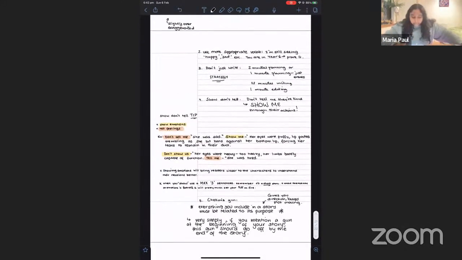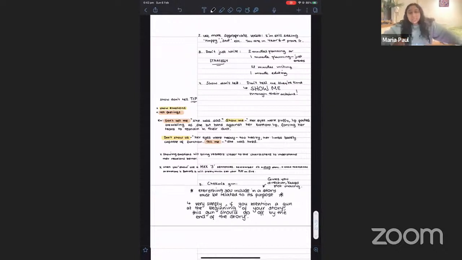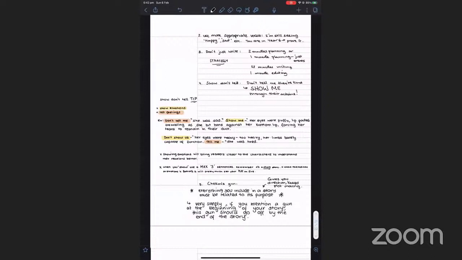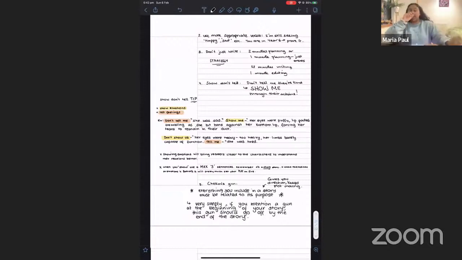Okay, so number 2 is I'm not seeing enough appropriate vocab in your stories. I'm still seeing very basic vocab like happy and sad. So please guys, practice your year 6 vocabulary if you don't have the foundation of year 6 vocabulary, or even just 7, 8, 9. That is very achievable. You can learn vocabulary in a short period of time.